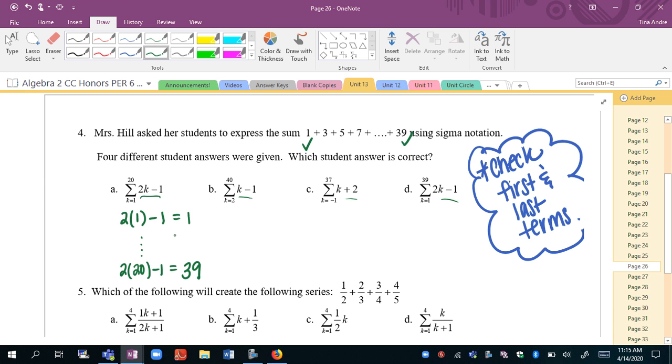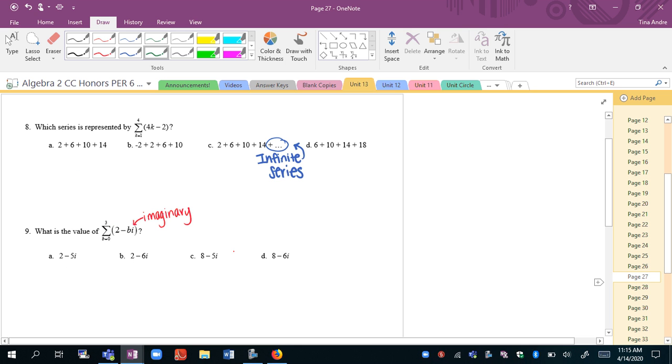So the only other thing I wanted to point out here was on page 27. Just notice that when I look at number 8, which series is represented by this, here's that whole idea of infinite series. These are all finite series because they have a finite number of terms. They end. So this cannot be an answer because I have a starting point and I have an ending point. So it means it ends. So you can't have a dot, dot, dot. You can't have something that goes on forever. So just be aware of that when you're looking for the pattern here, or the correct answer to it.